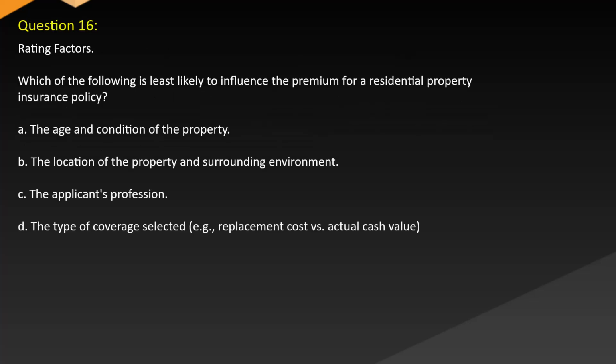Question 16. Rating factors. Which of the following is least likely to influence the premium for a residential property insurance policy? A. The age and condition of the property. B. The location of the property and surrounding environment. C. The applicant's profession. D. The type of coverage selected. E. Replacement cost versus the actual cash value.